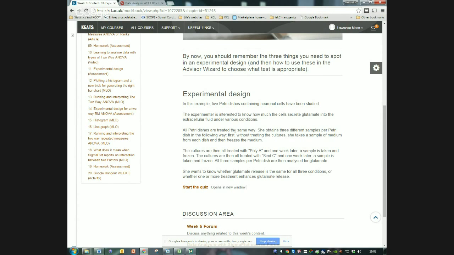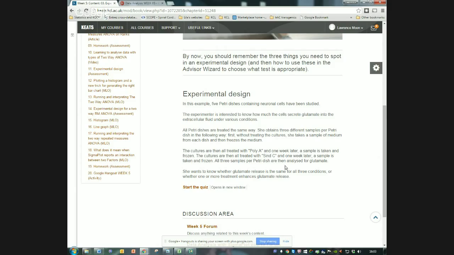First, without treating the cultures, she takes a sample of medium from each dish and freezes the medium. Then all the cultures are treated with poly A, and 1 week later a sample is taken and frozen. Then the cultures are all treated with Syn C, and 1 week later a sample is taken and frozen. All 3 samples per Petri dish are then analyzed for glutamate. The scientist wants to know whether glutamate release is the same under all 3 conditions, or whether 1 or more of these 3 treatments enhances glutamate release.